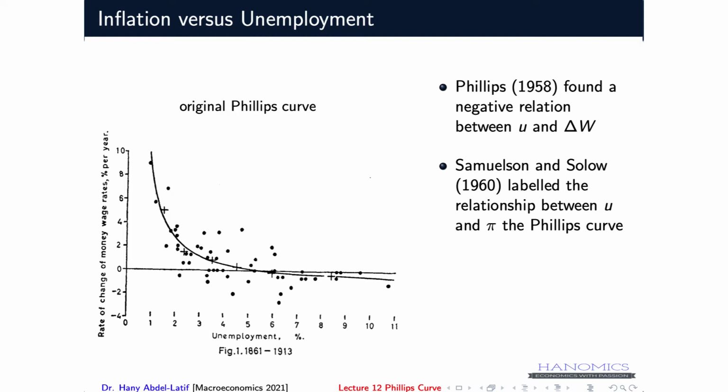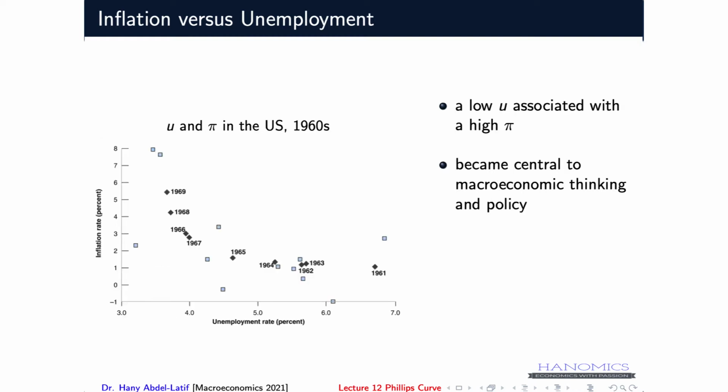For example, what you see on the graph now is data for the US, not for the UK. The original paper was mainly for the UK, but this one for the US shows that there's an inverse or negative relationship between the inflation rate on the vertical axis and the unemployment rate on the horizontal axis, and it seems that a low level of unemployment rate is associated with a higher level of inflation rate. So as I said, this relationship became very popular at that time, and it became central to macroeconomic thinking and policy.